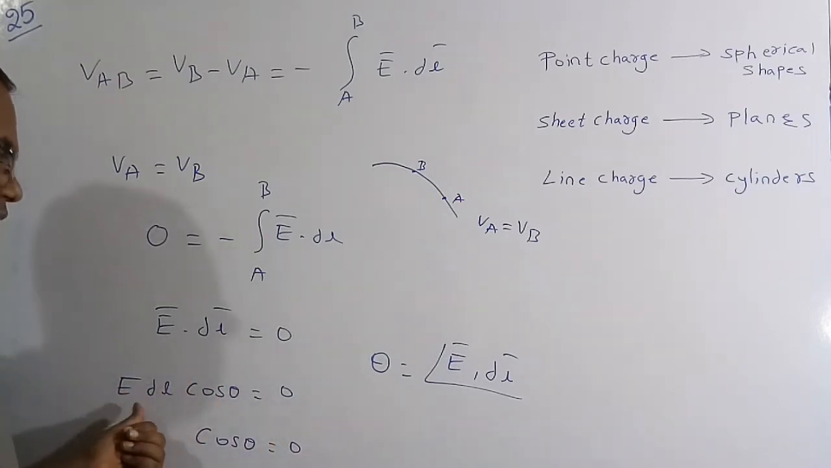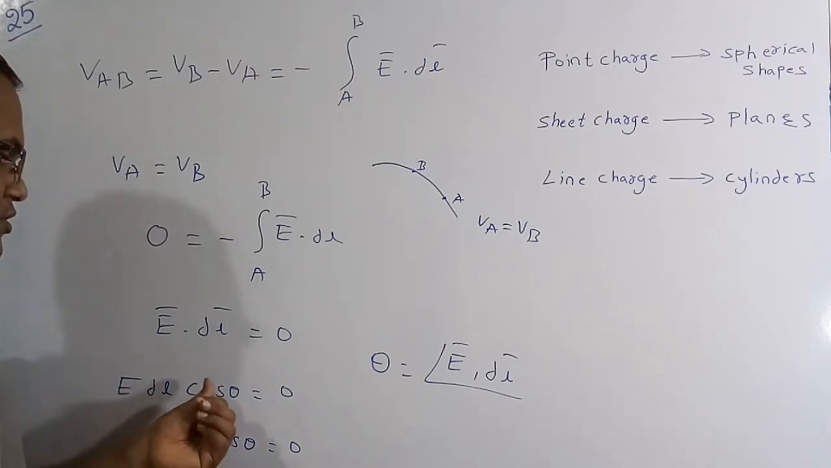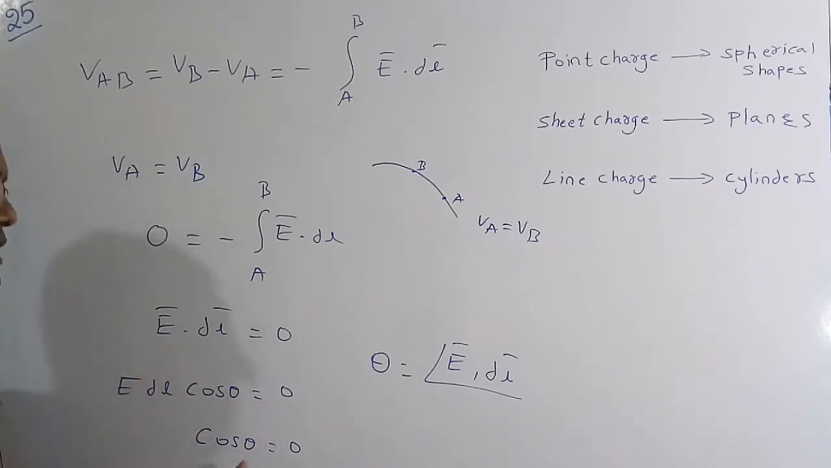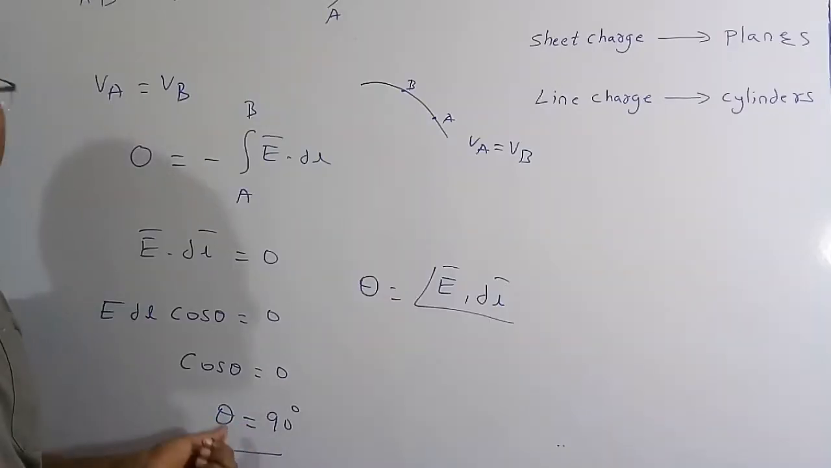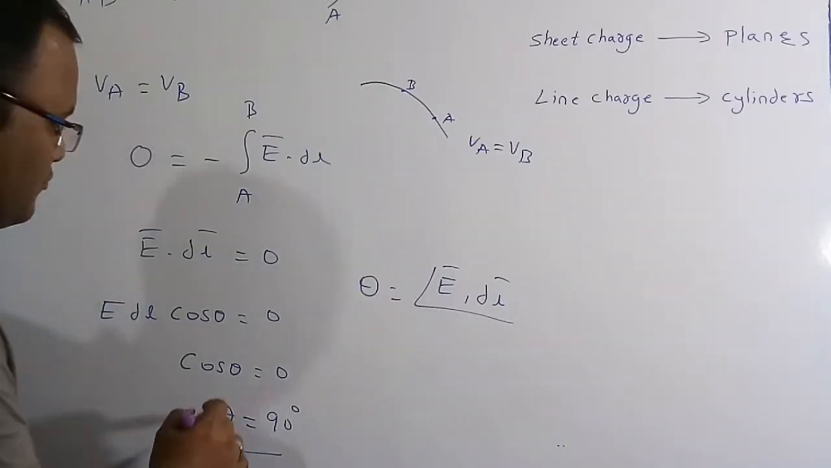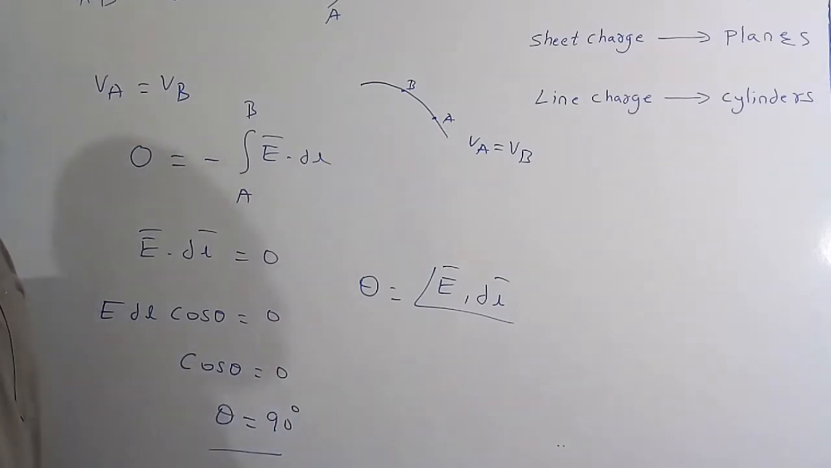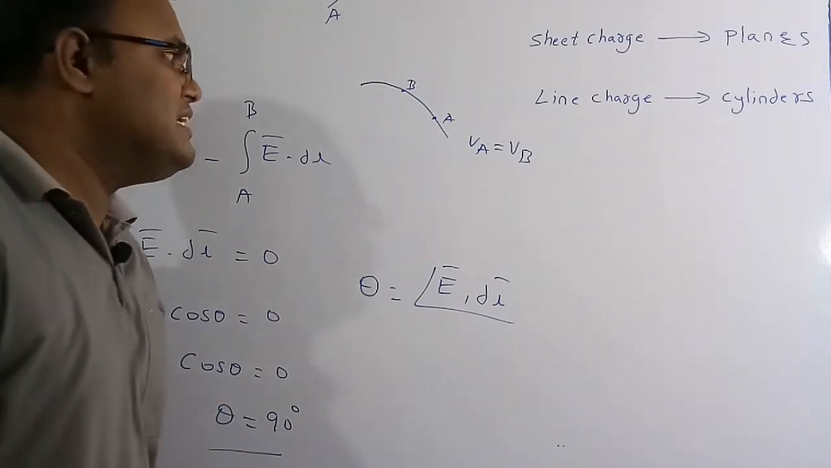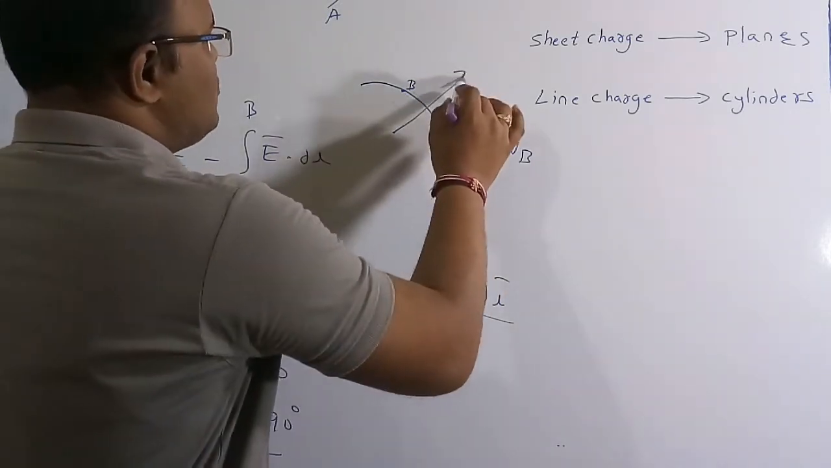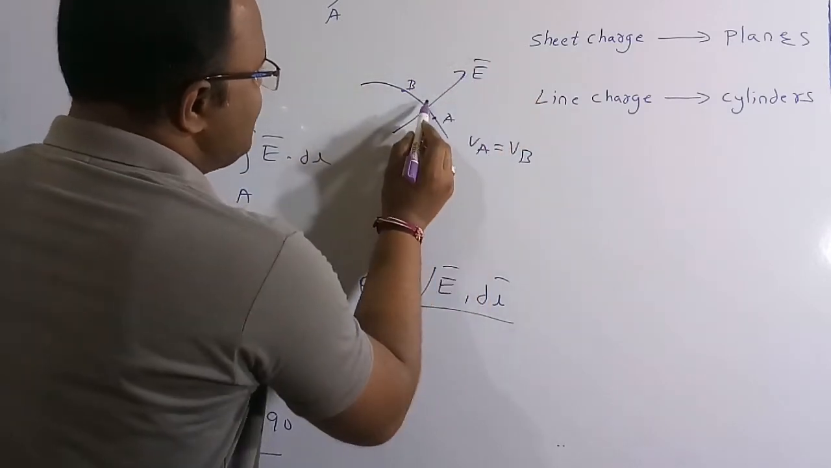E and dL cannot be 0. So definitely cos theta should be equal to 0. Whenever cos theta is equal to 0, it indicates that theta is equal to 90 degrees, where theta is the angle between E bar and dL bar. Now suppose this is the electric field, then this is the 90 degrees.